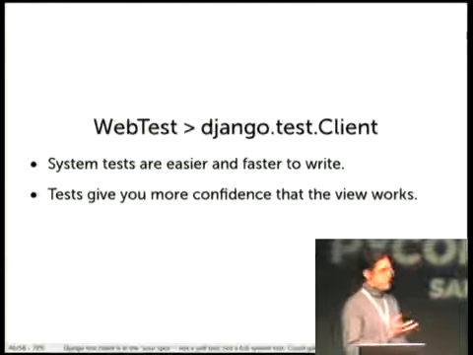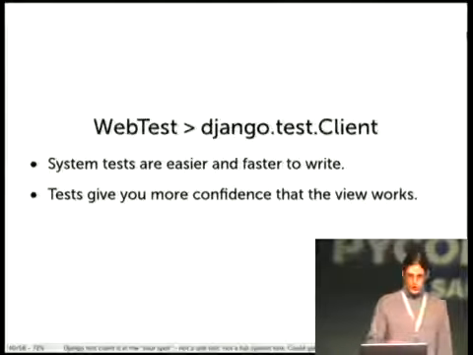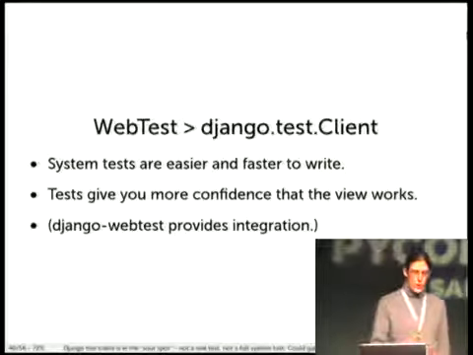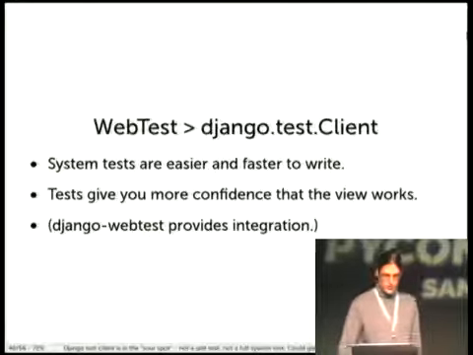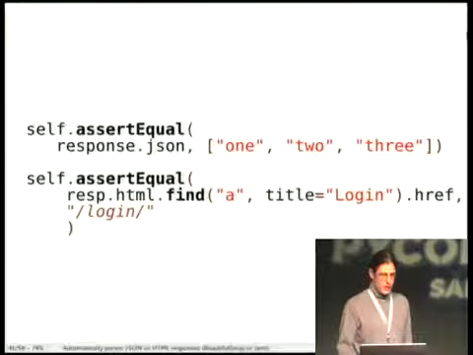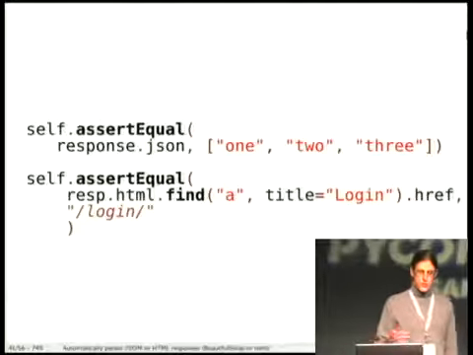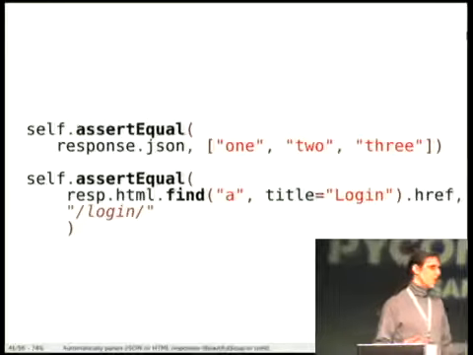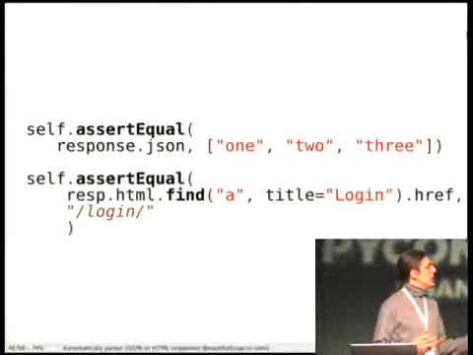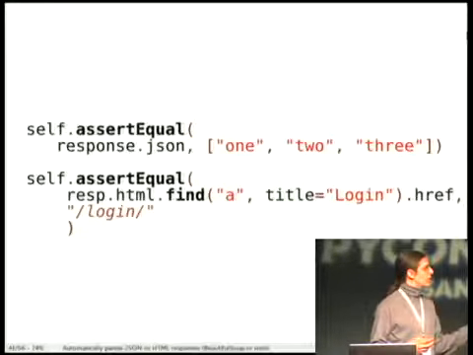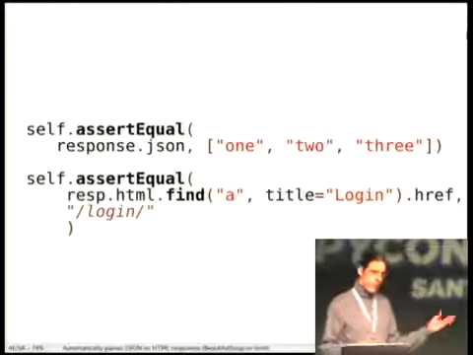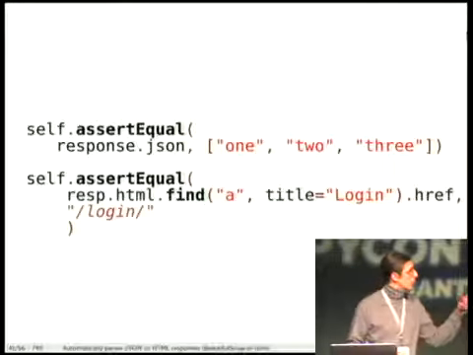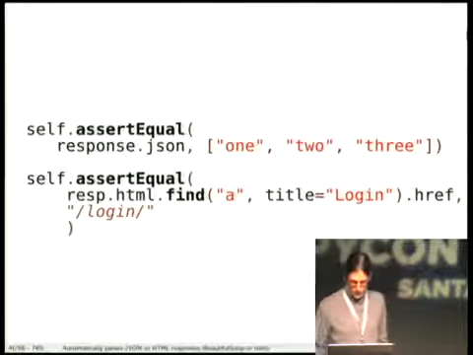When I say system tests are easier and faster to write, I mean with web test versus the Django test client. There's also a project called Django Web Test that provides integration between Django and web test. There's also a couple other nice features of web test that make it easier to test the markup output from your views. It builds in Beautiful Soup or LXML and also JSON parsing. So you can easily test a JSON response without having to parse the JSON yourself. You can use Beautiful Soup or LXML to test the HTML that comes out of your view.